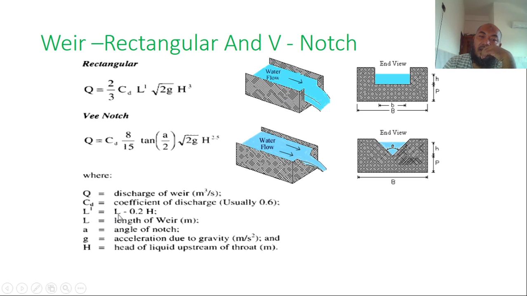Sorry, L is L multiplied with 0.2 H. Okay, and then V notch is easy, because why? Because as long as we know H here, everything is fine. Solve the problem.